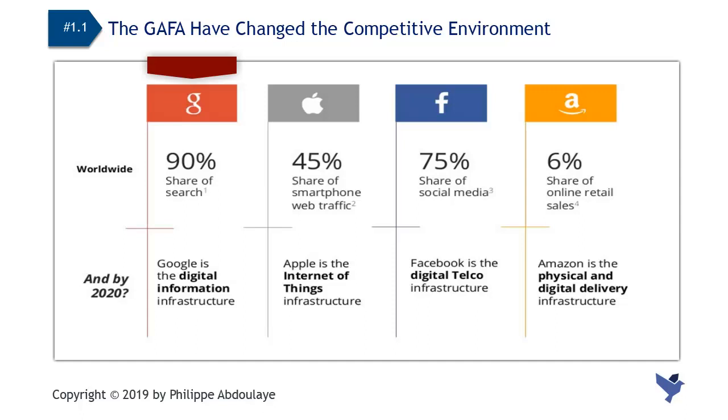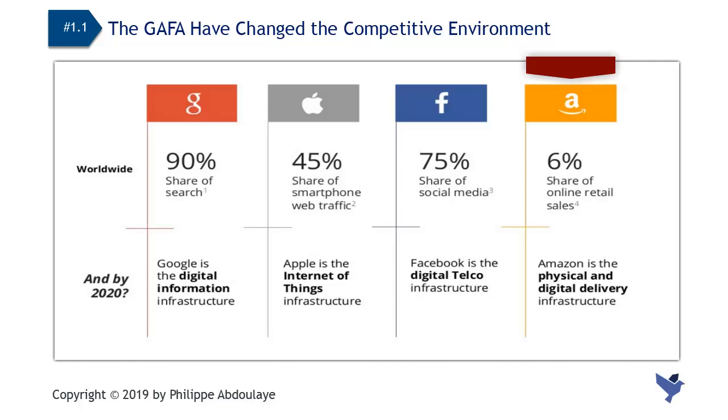As illustrated in the picture, Google controls 90% of the online search market. By 2020, next year, Google will monopolize the global digital infrastructure. Same thing for Apple. The company controls 45% of the smartphone web traffic. By 2020, next year, Apple will be the exclusive owner of the global Internet of Things infrastructure. As to Facebook, the company controls 75% of the social media market. By 2020, the company will own the global digital telecommunication infrastructure. As for Amazon, it holds 6% of the online retail industry. By 2020, the company will control the global delivery infrastructure.